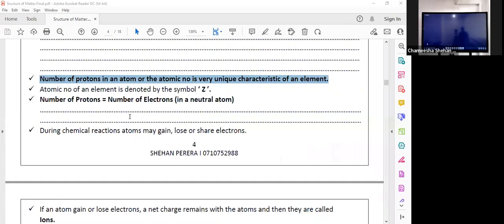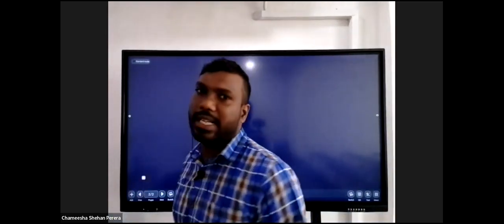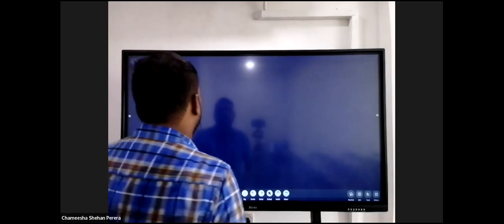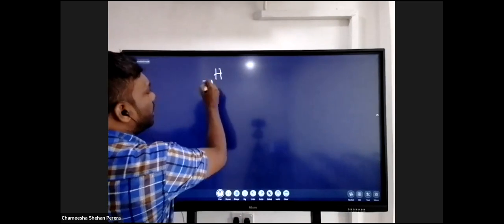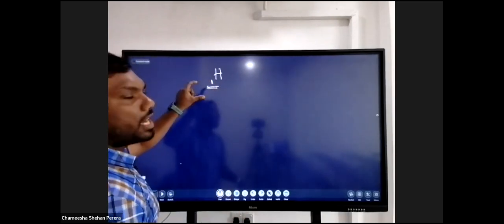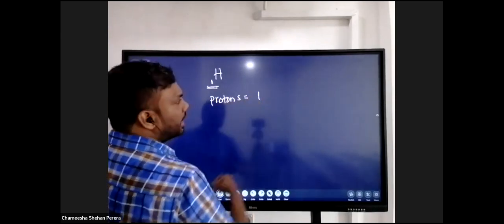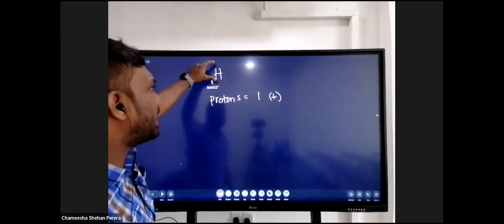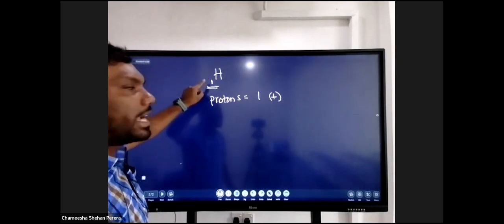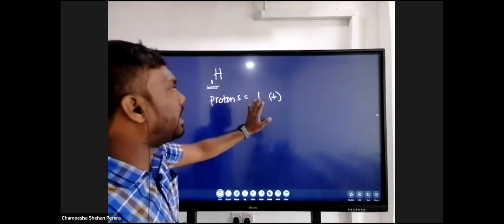Number of protons equals number of electrons in a neutral atom. As I told you, the number of electrons and the number of protons in a neutral atom is equal. Now let's talk about hydrogen. The atomic number of hydrogen is 1. So when you read the atomic number as 1, you know there should be 1 proton, which has a positive charge. Atomic number means the number of protons, so the proton number in this atom is 1, which has a positive charge.